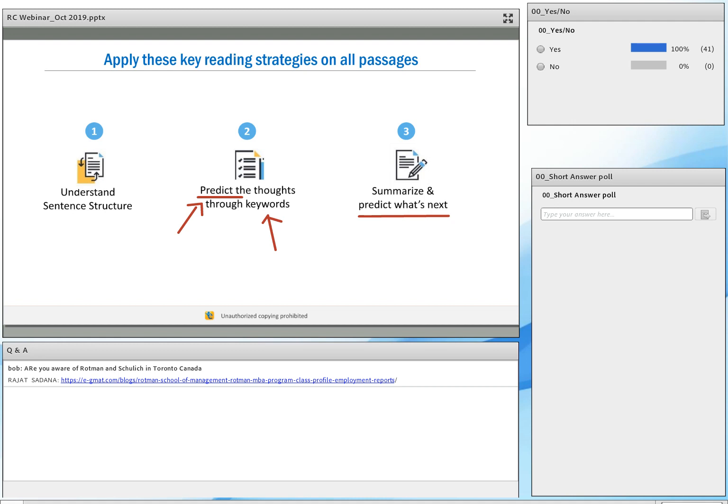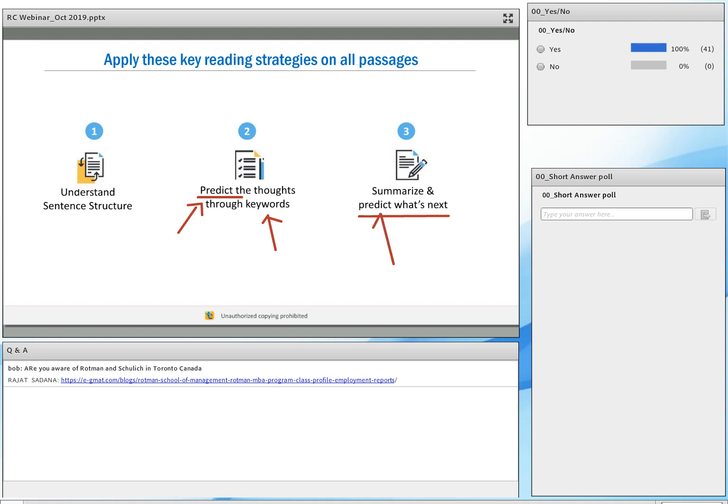If because has been used as a keyword, then that means there is a cause and an effect, right? If therefore has been used as a keyword, that means there is a result. If however has been used, that means there is a contrast, right? So over here, your thoughts should match exactly what the keyword indicates.